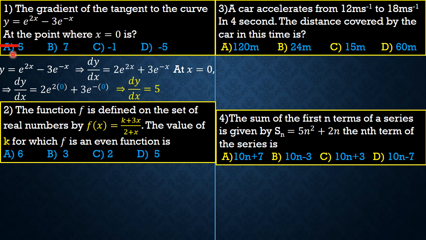Then question 2 says that the function f is defined on the set of real numbers by f of x equals k plus 3x over 2 plus x. The value of k for which f is an even function is. These are the options that they've given us.